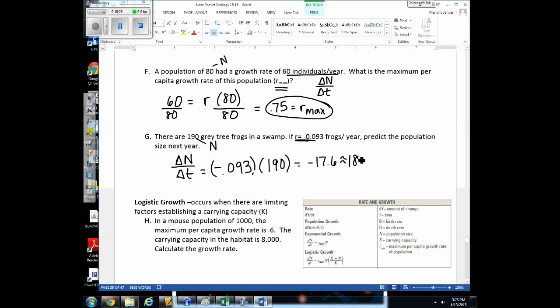If you put 18 individuals down as your answer, you're going to get that answer wrong, because it doesn't want to know the population rate of decrease. They're wanting to know what's going to be the population size for that next year. If we started off with 190, we're subtracting 18. 172 is your answer, not 18.